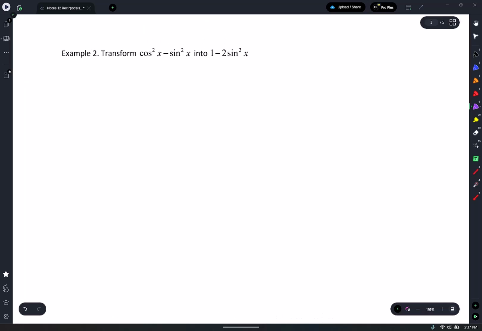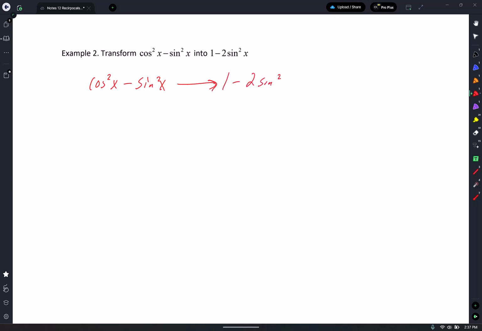It says transform cosine squared minus sine squared into 1 minus 2 sine squared. Okay, so here we go. I'm going to go cosine squared x minus sine squared x. And I want to transform that into 1 minus 2 sine squared x. Here's how we're going to do it. Do you see any cosine squares on the right-hand side? So you're probably going to do some type of substitution with that cosine squared. So I'm going to write side note, SN is side note.